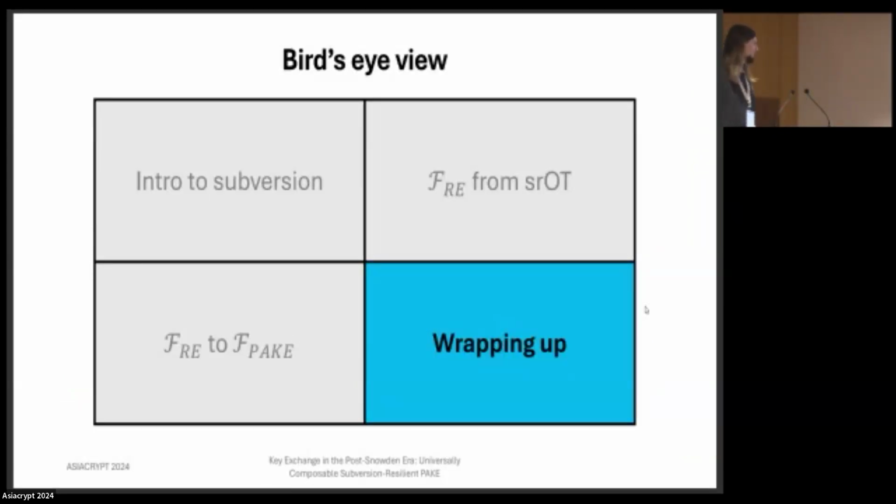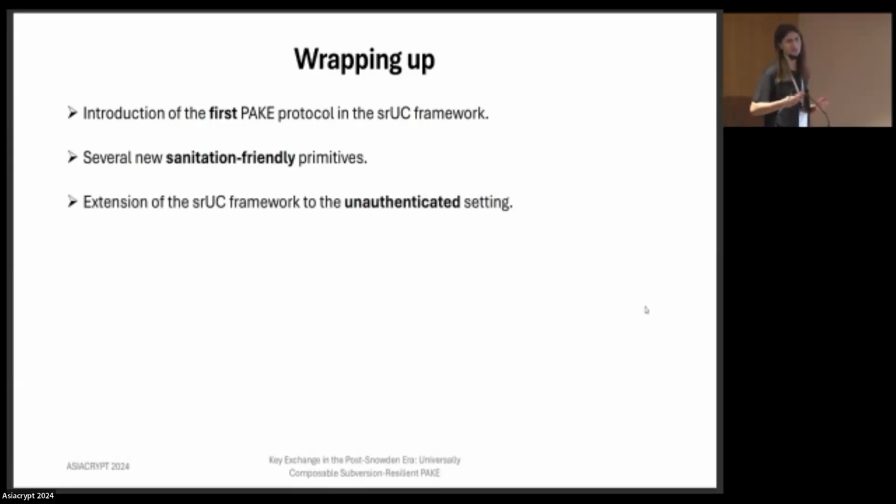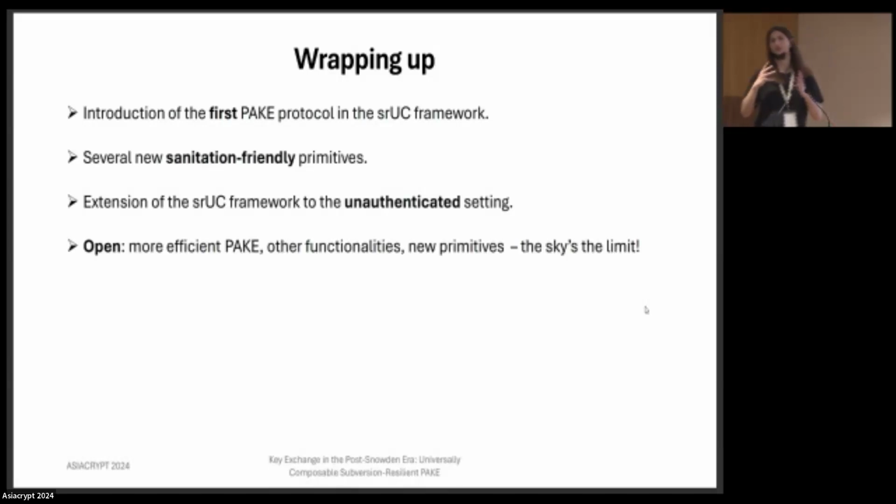So, wrapping up, these were some of the main ideas behind the first PAKE protocol, and we introduced some new sanitation-friendly primitives, such as sanitizable oblivious transfer and this extension of dual mode cryptosystems. In the paper, there's also a lot more on the specific instantiation of the complete protocol and some additional primitives, as well as proofs, which are quite similar to the original protocols, modulo this variation.